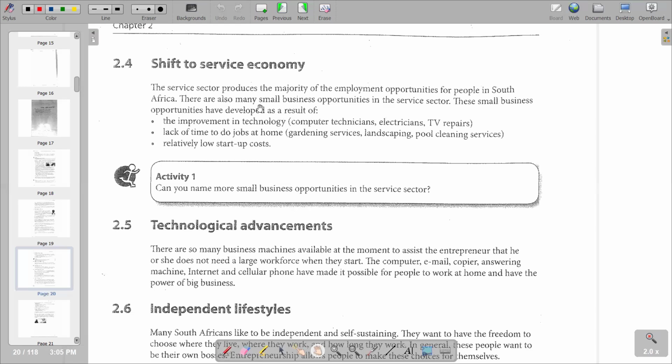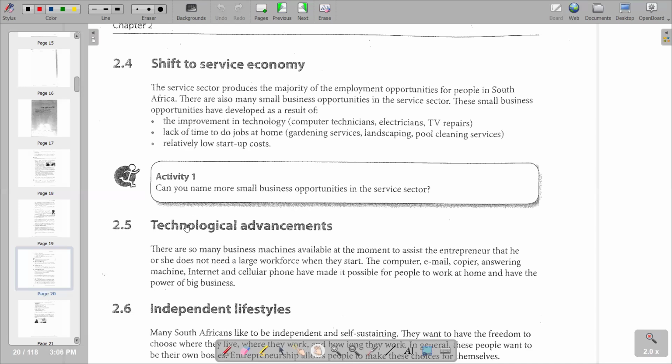We are seeing that the growing service economy is a result of the improvement in technology, lack of time to do jobs at home. We have also relatively low startup costs. So you'd see that these are the reasons that are driving the emergence of service businesses in the economy.